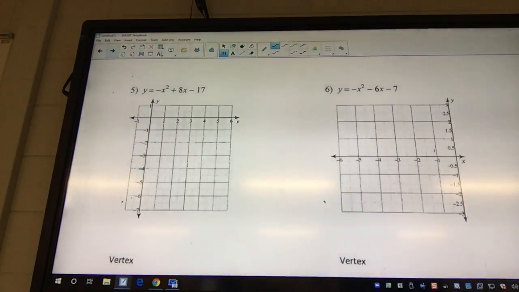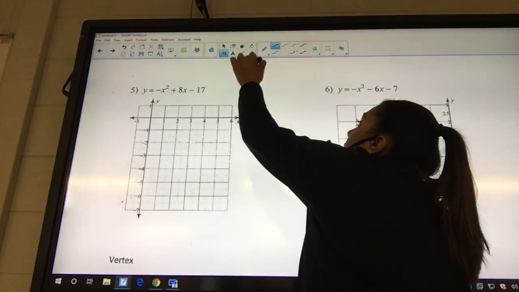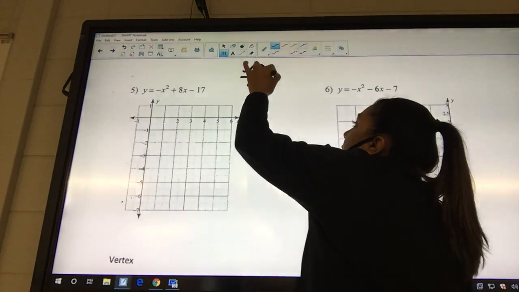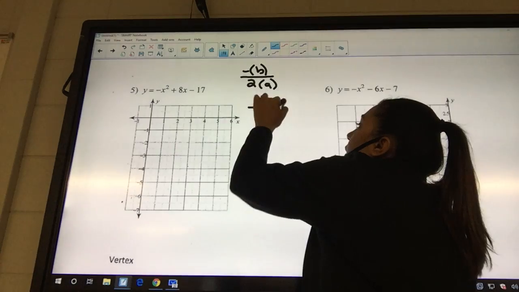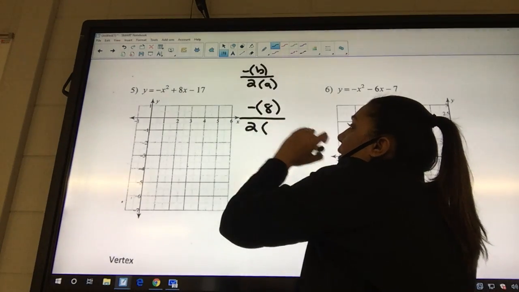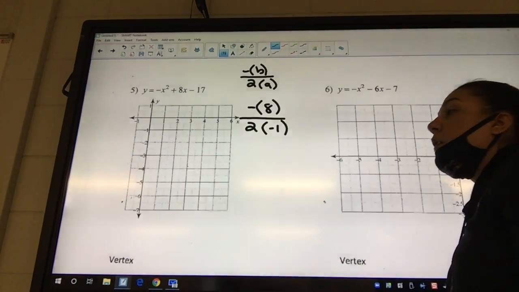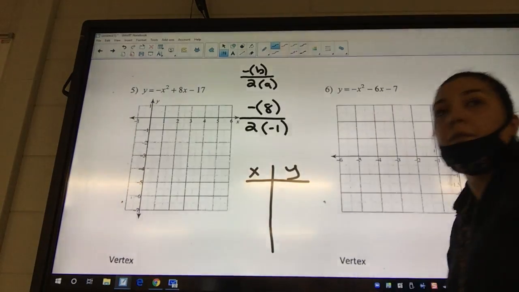Okay, 5, is it standard or vertex form? Standard form. How can you tell? Because there's no parentheses, and so we need to use the formula. What is it? Negative b over 2a. That's how we find the first part of the vertex. So I got negative, what's our b? 8 over 2, and what's my a? Negative 1. Plug that in your calculator, see what you get.